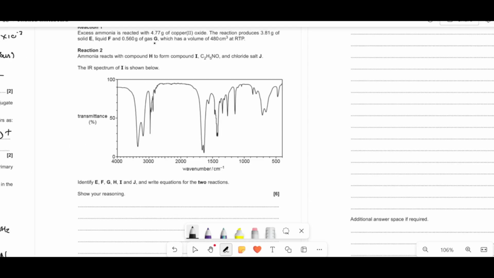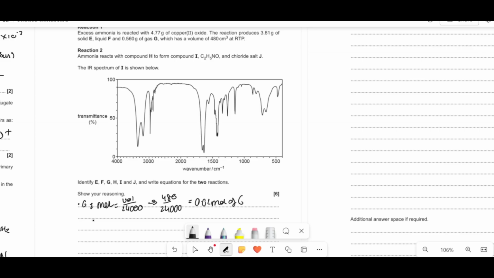They've told us that we have this mass of G and we have a volume of this at room temperature. So with G, it's a gas, right? So moles of a gas would equal its volume over 24 decimeters cubed, or 24,000. We could find out the moles of G using that. So it would just be 480 over 24,000. If you do that, you get 0.02 moles of G.